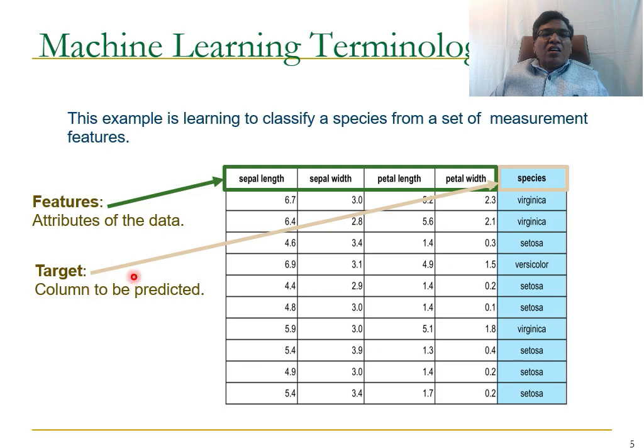Target is the column to be predicted. This is the column to be predicted. Features include all columns of data except the label column. The label column includes the targets to be predicted.